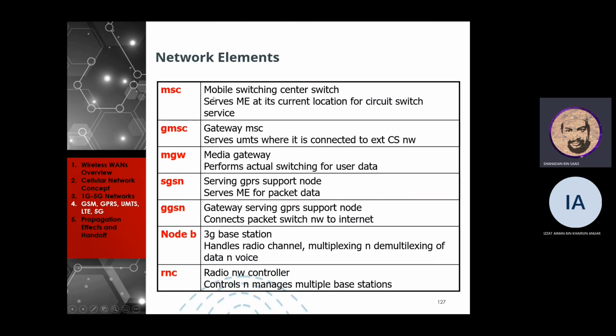So network element dia ada MSC, Mobile Switching Center. Okay, serves ME at current location for circuit switched service. Ada MSC dan GMSC. GMSC is gateway MSC. So it serves UMTS when it's connected to external CS network. Okay, MGW adalah media gateway, performs actual switching for user data. SGSN yang tadi, serving GPRS support node. GGSN, gateway GPRS support node. And Node B adalah 3G base station, handles radio channel multiplex and the multiplex of data and voice. RNC adalah radio network controller, controls and manages multiple base stations.